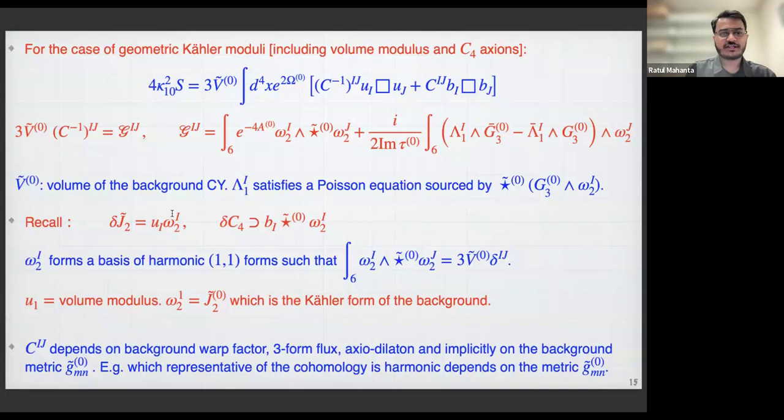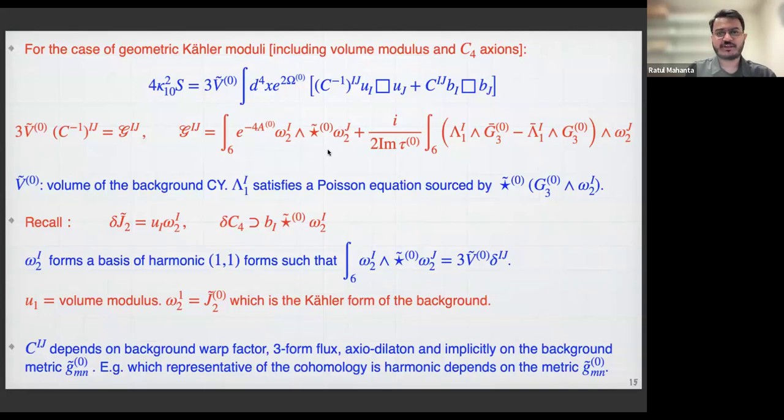And recall that the metric fluctuations come from a basis of harmonic one-forms, which will also create some fluctuation in the Kähler form. The axion fields I have also given here, which are coming from the fluctuations of the C4. And if you set the first form in the set as the Kähler form of the background itself, then U1 is the volume modulus. So the volume modulus is also taken into account apart from the non-volume Kähler moduli.